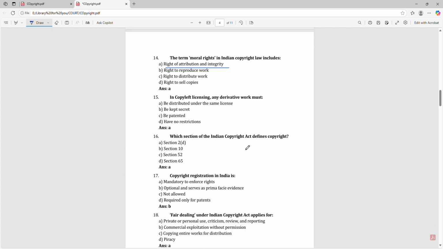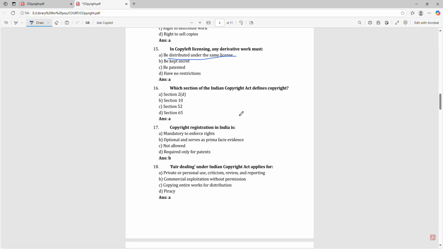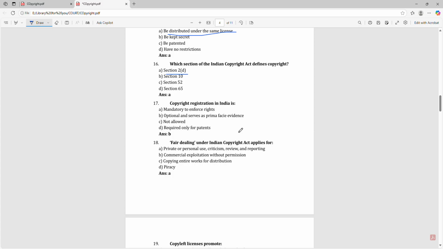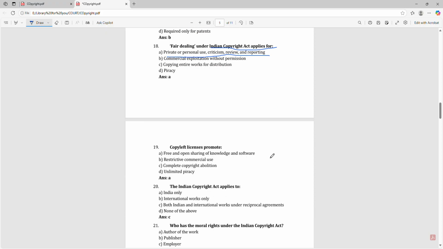In copyleft licensing, any derivative work must be distributed under the same license. Which section of the Indian Copyright Act defines copyright? That is section 2D. Copyright registration in India is optional and serves as a prima facie evidence. Fair dealing under Indian Copyright Act applies for the private or personal use, criticism, review and reporting.